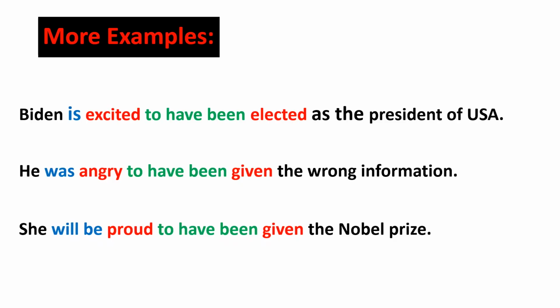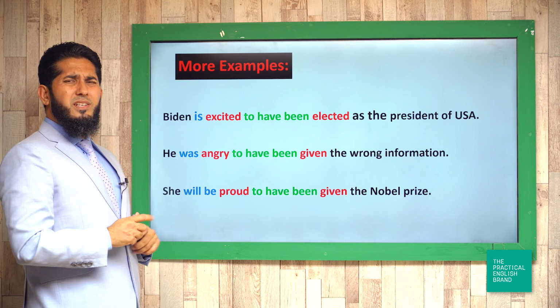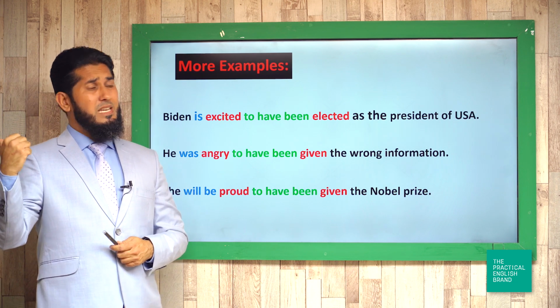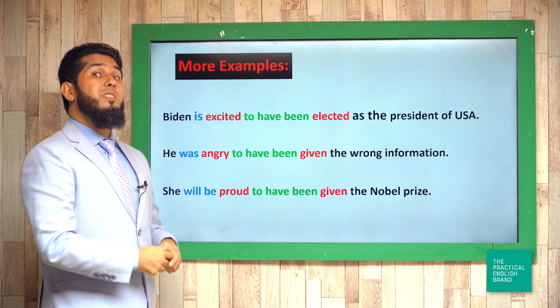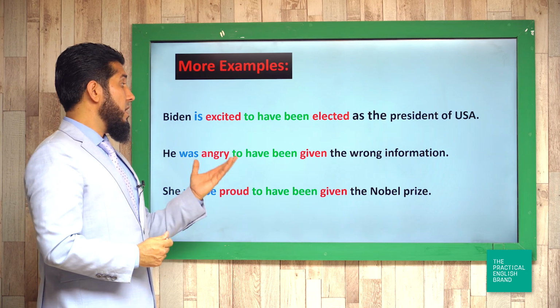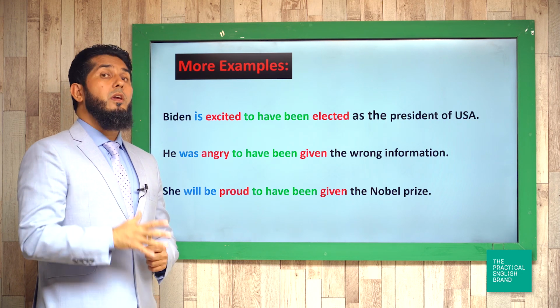Look at the second example. He was angry to have been given the wrong information. So the time of the to be verb is in the past. He was angry in the past to have been given the wrong information. But the concept here is that he had been given the wrong information by someone and he was angry about it.